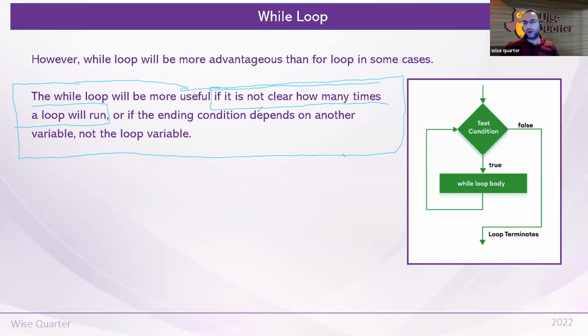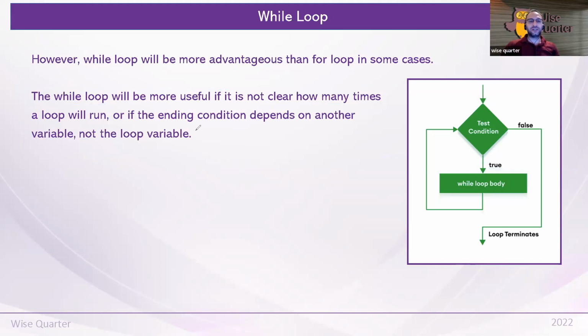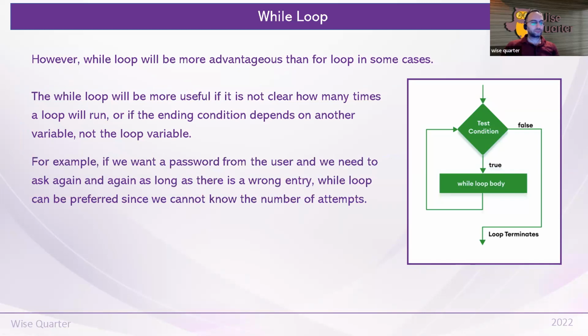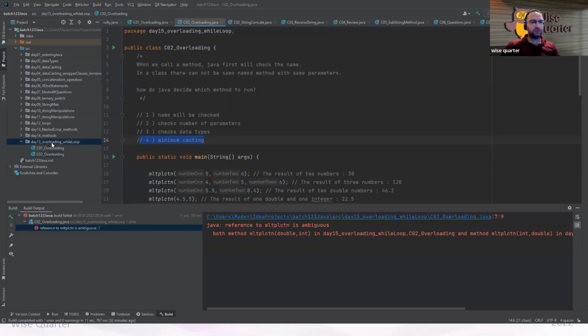Of course, it's very hard to understand from this text. If it was that easy, we wouldn't be here. Let's try to understand it by solving a question. Let's go back to the project and start creating another class, CO3, while loop.